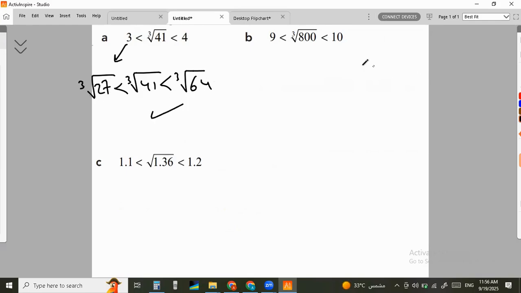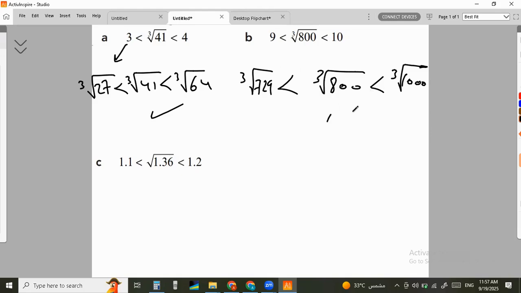Thank you. Here, mister, cubic root of 800. To show that it's between 9 and 10, I need to convert this 9 into a cubic root and this 10 also into a cubic root. You're going to find 9 times 9 times 9, 729. 10 times 10 times 10, we agreed you need to memorize these cubes until the 10th, is 1000. So yes, mister, the cubic root of 800 is between the cubic root of 729 and the cubic root of 1000, so it is true.